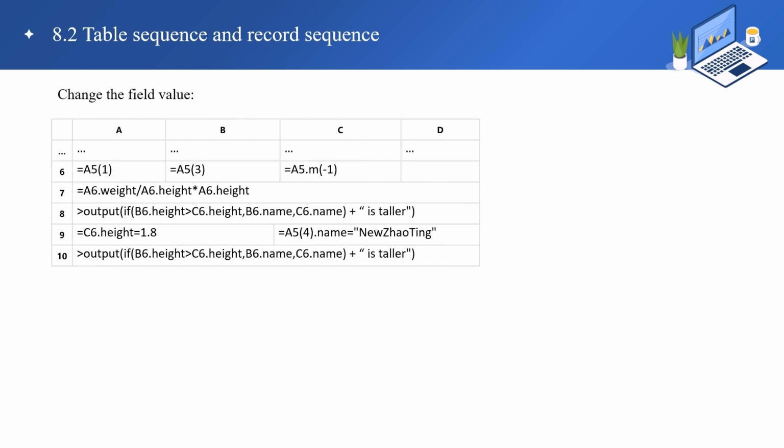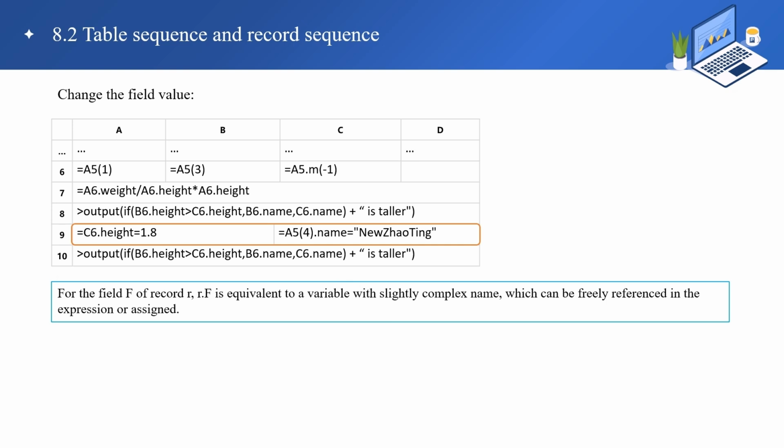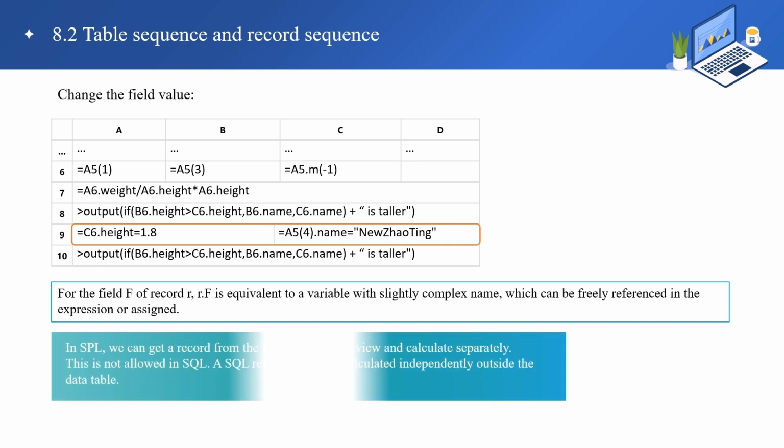Can we change the field value? It's okay too. Field values can be referenced and modified by using the extracted record variable C6 and the direct table sequence member A5(4). For the field f of record r, r.f is equivalent to a variable with a slightly complex name, which can be freely referenced in the expression or assigned. We can see that in SPL, we can get a record from the table sequence to view and calculate separately. Don't take this for granted. This is not allowed in SQL. A SQL record cannot be calculated independently outside the data table.